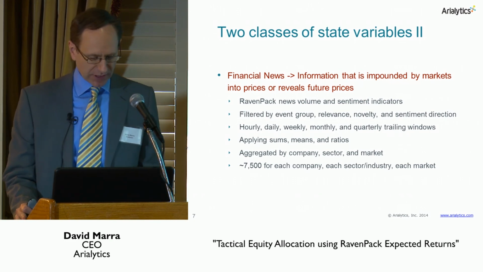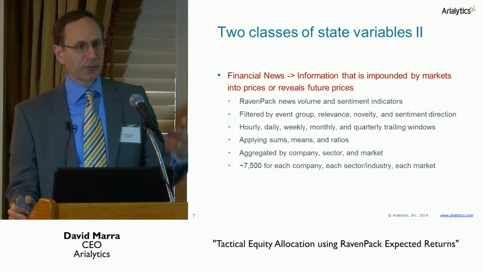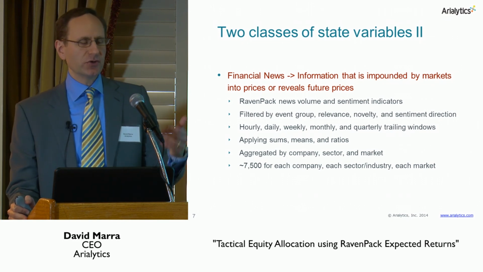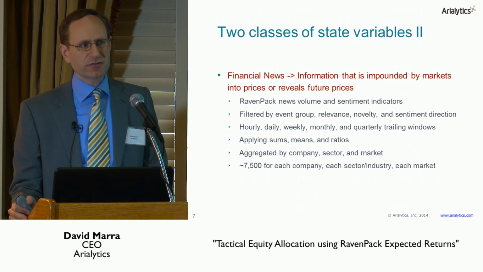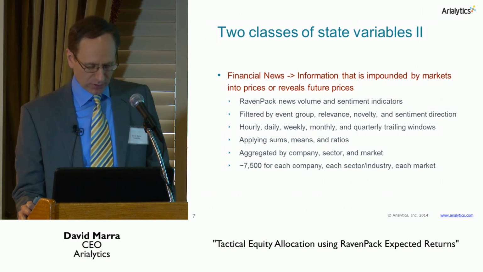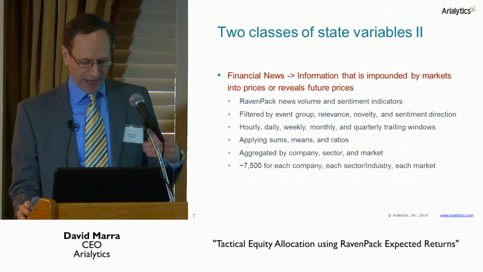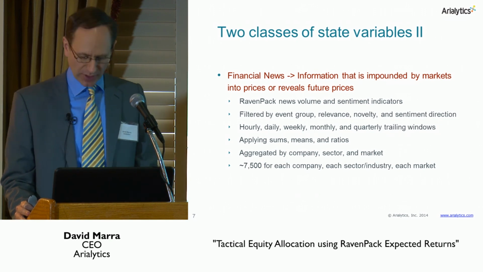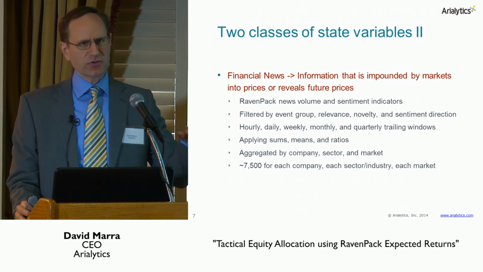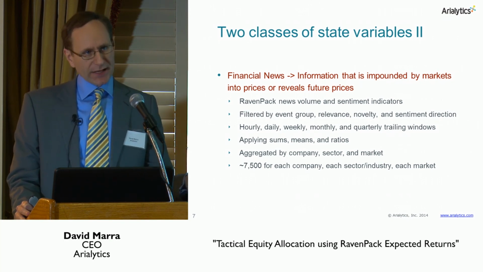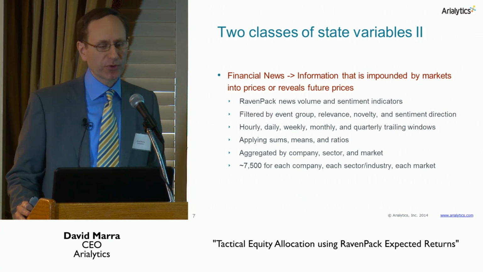There's two basic groups. And then within those two basic groups, it's filtered by event group. So an event could be, is it an M&A type of issue? Is it a credit type of issue? RavenPack has lots of filters to filter them into these different groups. Filtered by relevancy, novelty, and sentiment direction. And RavenPack did all that work. It's aggregated then hourly, daily, weekly, monthly, and quarterly. Those are the basic aggregations of it. And there are some smooth moving average windows there as well. And then they're aggregated by company up into sector and market data, which is what we were primarily using.